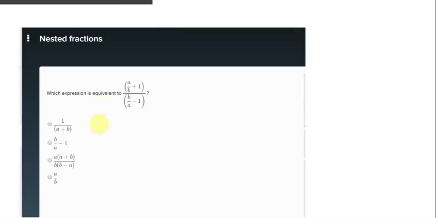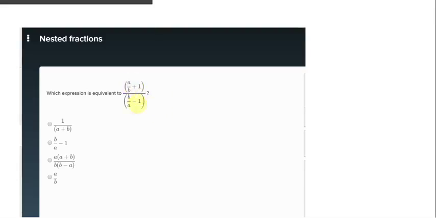Nested fractions. This is one of your extra credit objectives for spring break, but I thought I would do a video tutorial on it because it looks intimidating, but it's actually not. It's pretty easy, and I think it's kind of fun. And I really like this objective because it really gets at your understanding of fractions.